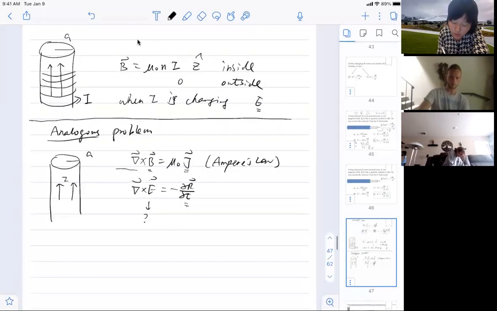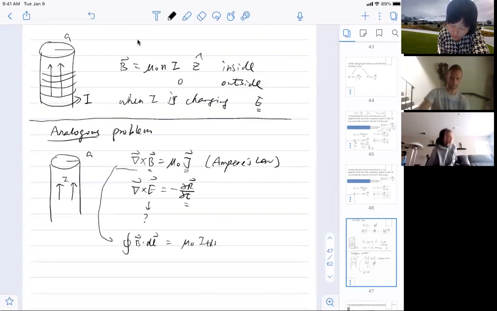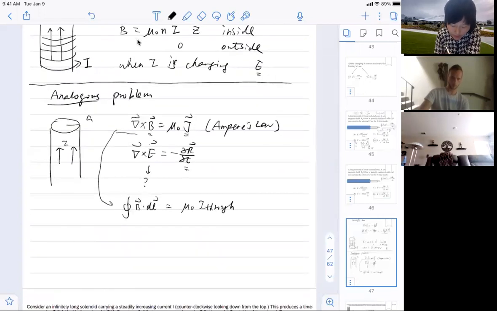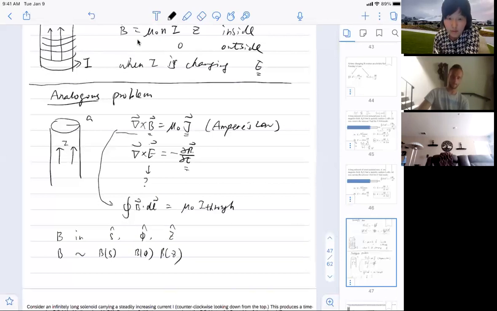Mostly, I just wanted to recall the analogy we used to figure out the direction of B. So this is Ampere's law. The integral format is B dot dL equals mu naught I through. Okay. So remember, there are several arguments that we went through. We said B could be in the S direction or phi direction or z hat direction. B could depend on S or phi or z, one or both or many.